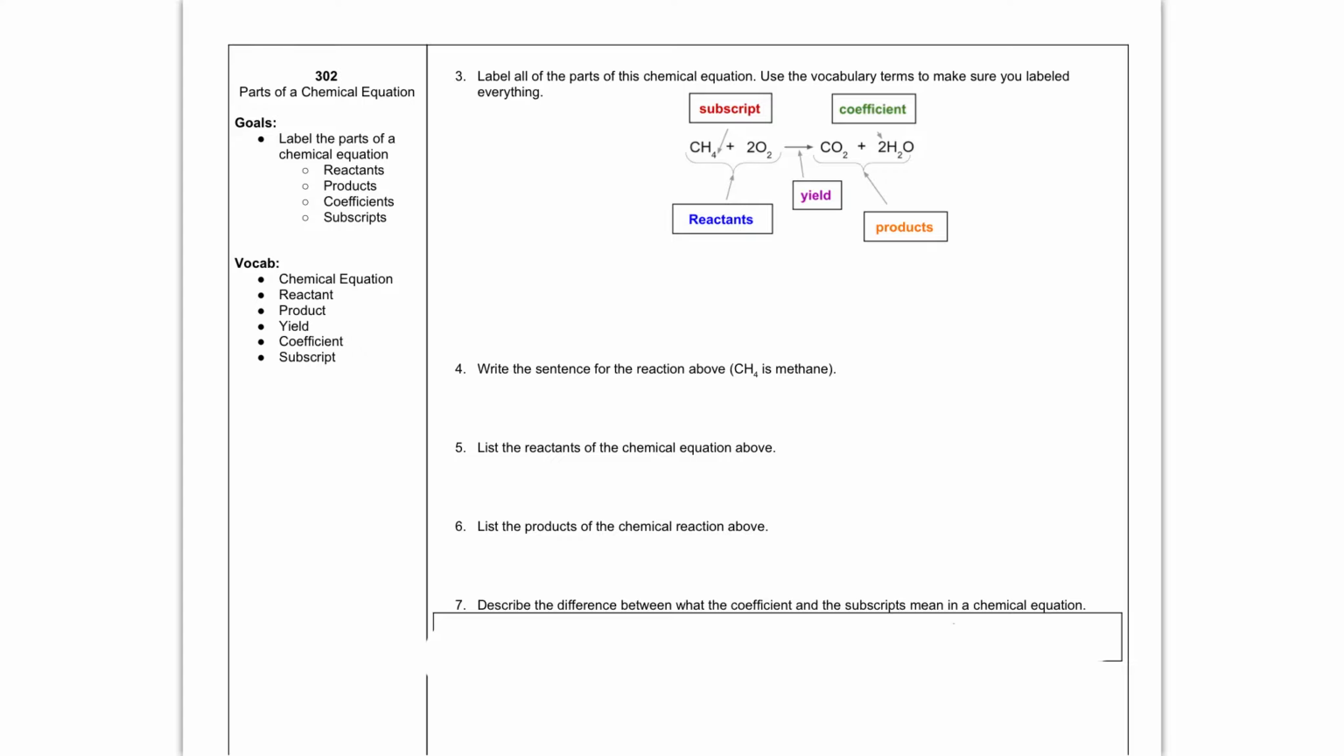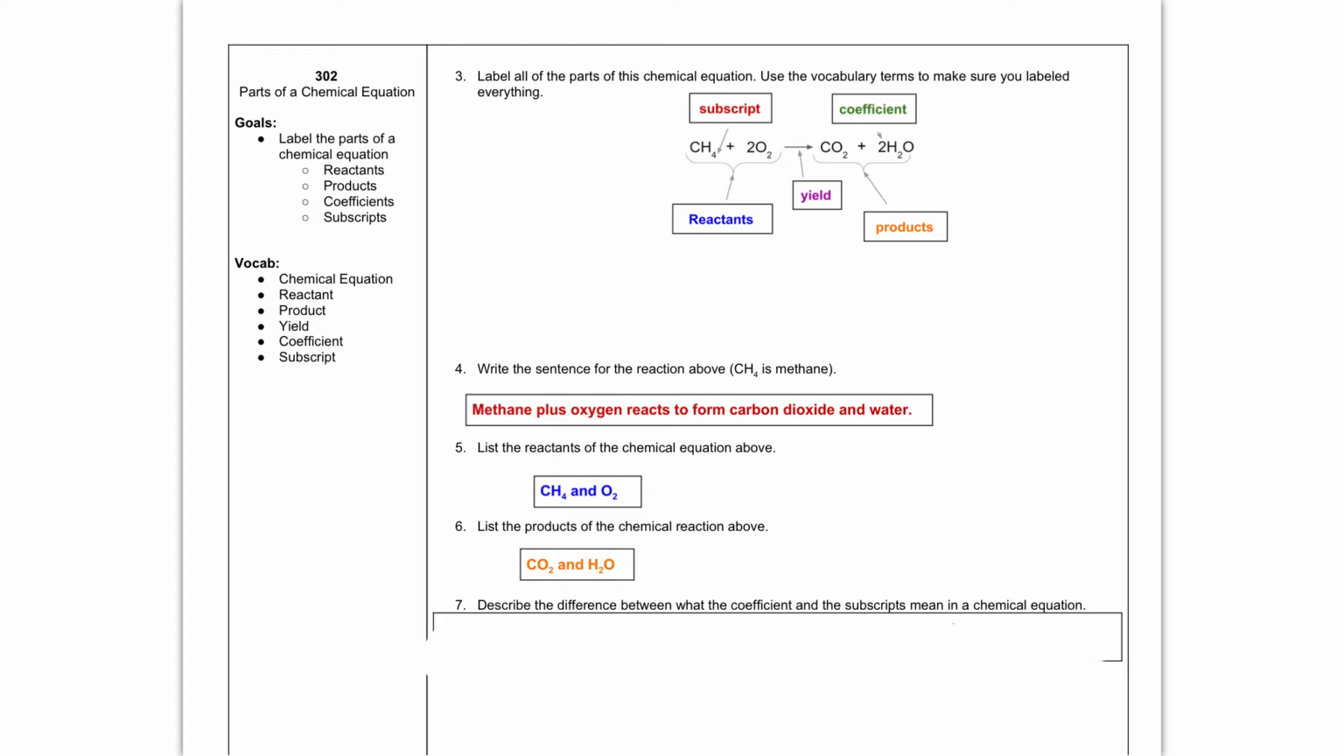The next question is write a sentence for the reaction above. So CH4 is methane. So the sentence would be methane plus oxygen reacts to form carbon dioxide and water. The reactants of the chemical equation are CH4 and O2. And the products are CO2 and H2O. This is a combustion reaction.